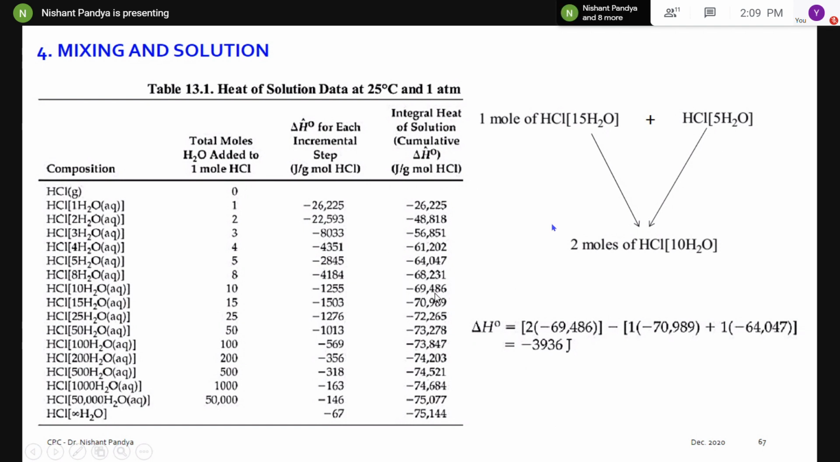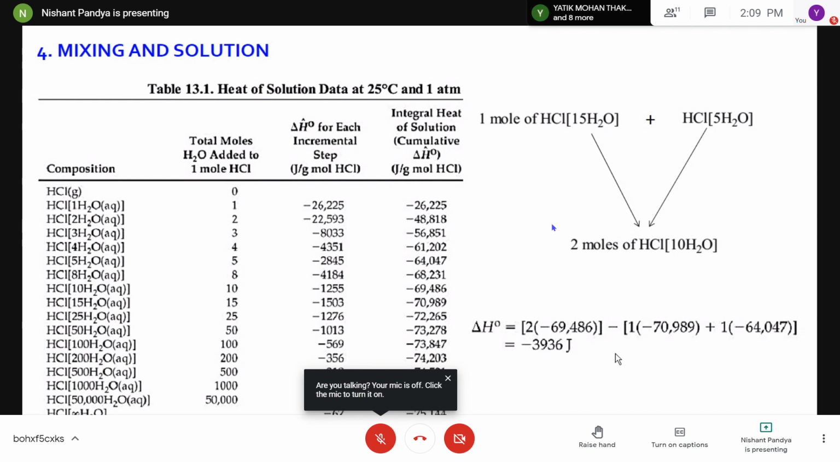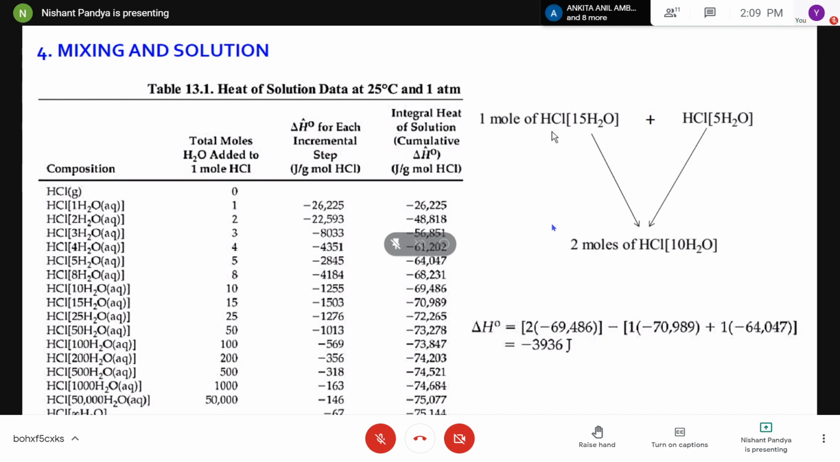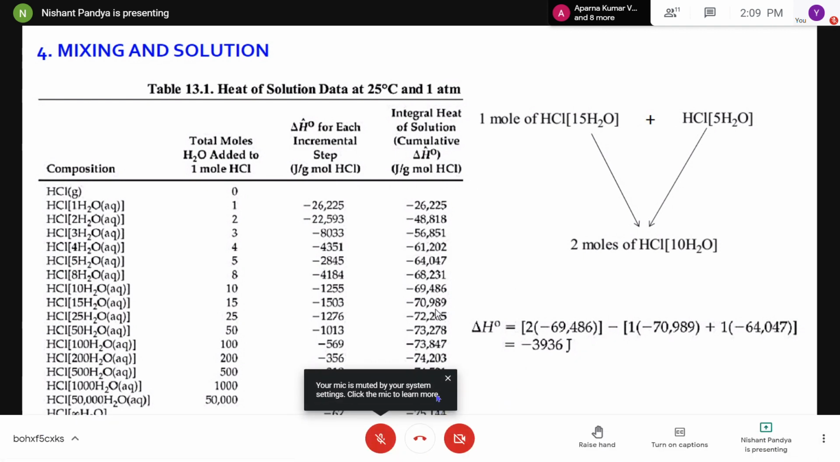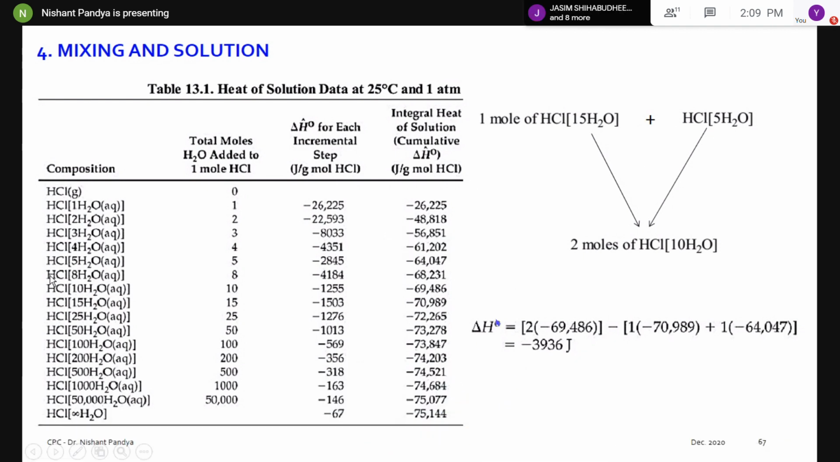So this is nothing but the enthalpy of formation after all. It is the integral one, so this is the cumulative enthalpy. So you have minus 69,000 here, minus 1, this minus inside the big bracket. What remains is the total enthalpy of the feed solution, that is these 2. So here 1 mole of 1 HCl 15 H2O, that is 70,989, and another one is 1 HCl 5 H2O, that is this one.